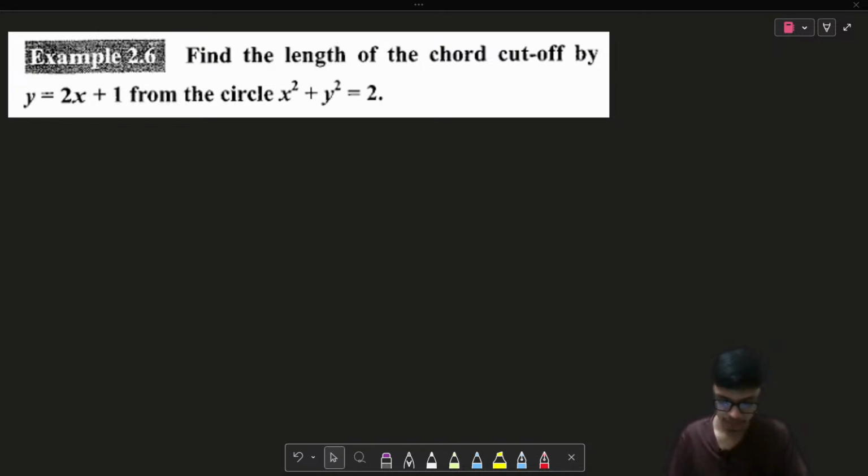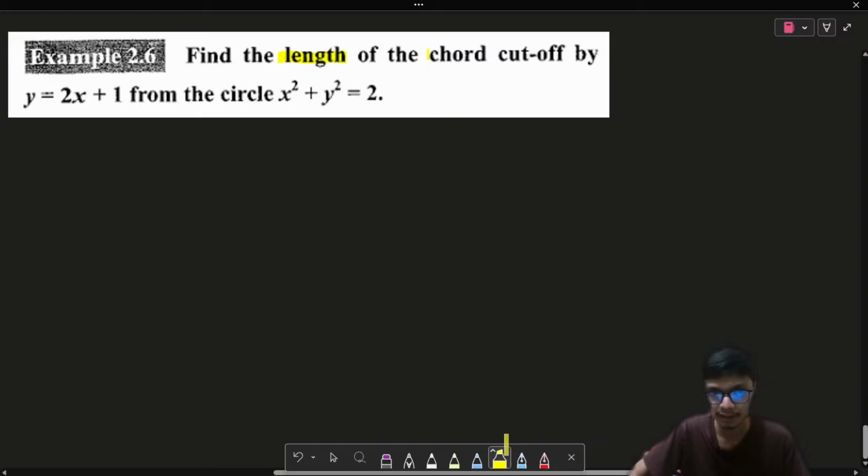Tell me the answer. What is the length of the chord that is cut off by this particular line? The equation of the line is given. We have to find the length of the chord cut off by this line from the circle whose equation is given as follows.